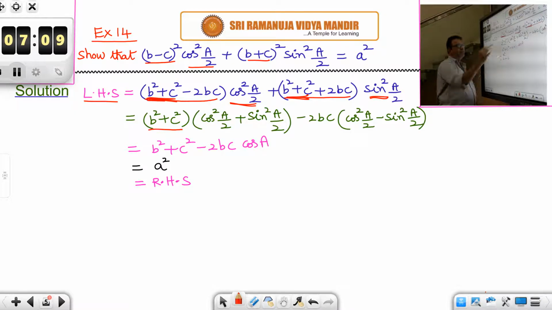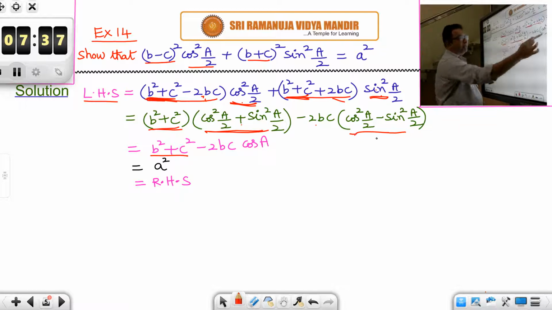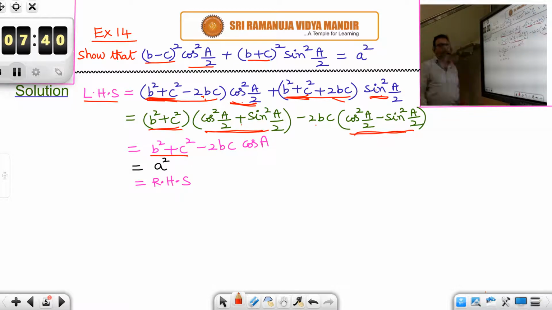So I take b square plus c square common. In the bracket I get cos square A by 2 plus sin square A by 2. In the remaining terms, minus 2bc cos square A by 2 plus 2bc sin square A by 2, I take minus 2bc common. So in the bracket I get cos square A by 2 minus sin square A by 2. Okay. But cos square A by 2 plus sin square A by 2 is 1, so you will get b square plus c square only here. And you know that cos square A by 2 minus sin square A by 2 is nothing but cos A. So minus 2bc cos A.